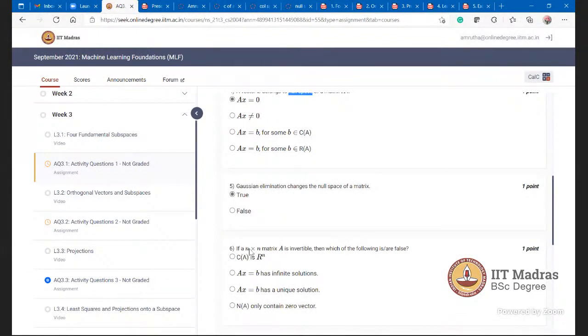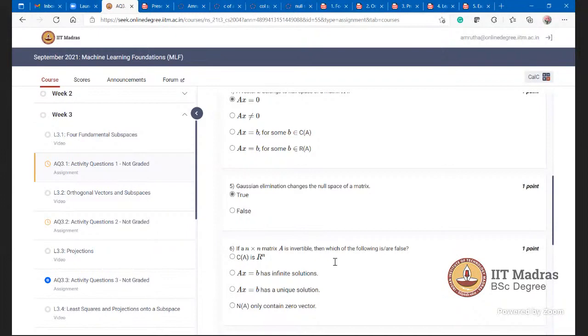And the sixth question is: if an n cross n matrix A is invertible, then which of the following is true or false? So what is an invertible matrix? A matrix A is said to be invertible if it has an inverse. That is, there is a matrix which, when multiplied with A, gives the identity matrix, that is I.